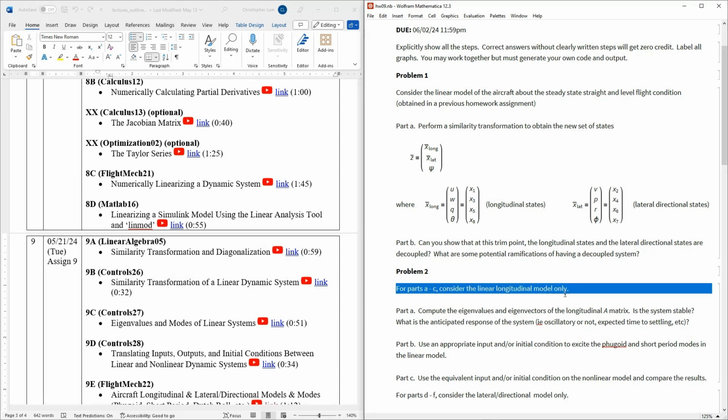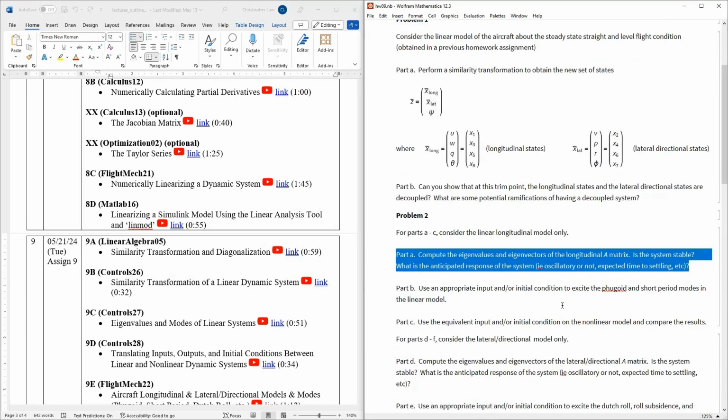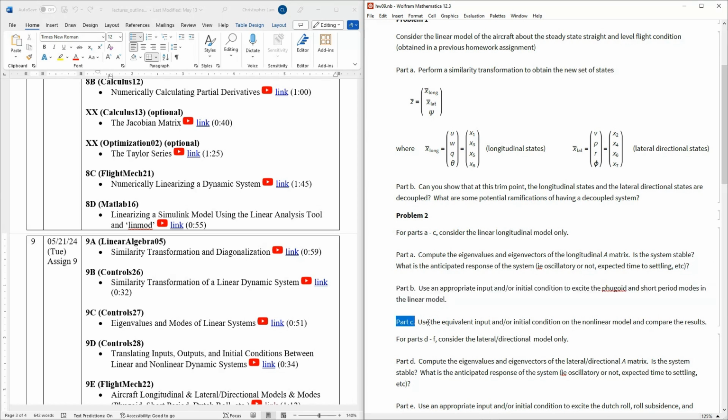So for parts A through C, I only want to look at the 4-state linear longitudinal model, okay? And all I'm asking you to do here is look at the eigenvalues and eigenvectors of this longitudinal A matrix and make some observations based on what those are. What that's going to allow you to do is also choose an appropriate set of initial conditions that are going to allow you to excite certain modes of the system. Okay, so you can do that now with your linear system in part B, and then in part C, I just want you to take that same initial condition that you used to excite these modes in the linear system and try to translate those initial conditions so that you can excite those same modes over in the nonlinear model.